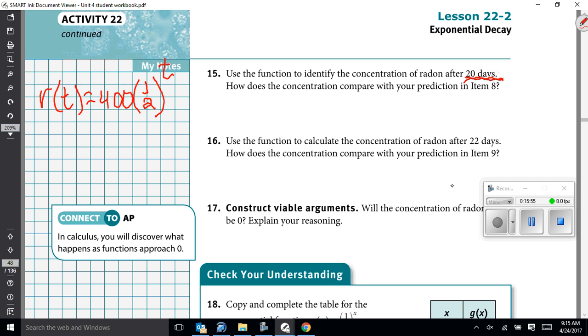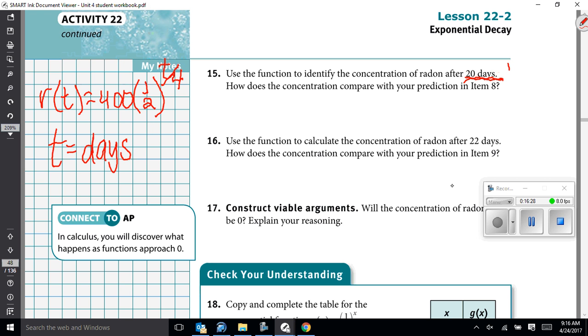Well, if I give you 20 days, how do you figure out how many half-lives that is? Divide by 4. So what could we do with our T to make this the number of days instead of half-lives? T divided by 4. So now instead of putting in the number of half-lives, we can put in the number of days. So if we put 20 days in here, it equals the same thing.